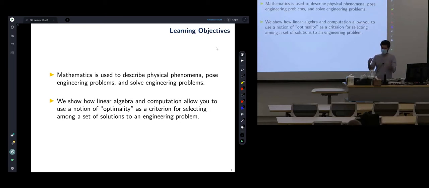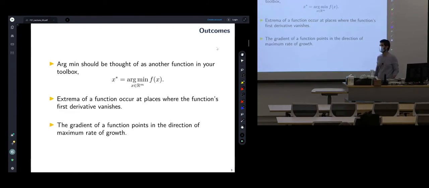So mathematics usually helps us to describe the physical phenomena, pose engineering problems, and solve them. It provides a framework for us to formulate our problem. And we're going to see how, in practice, these topics get connected to linear algebra. Whenever we actually solve something, we're dealing with linear algebra. Although initially it might not look like that, it boils down to using algebra. And we're going to learn what we mean by optimal. The notion of optimality is something that we should discuss.